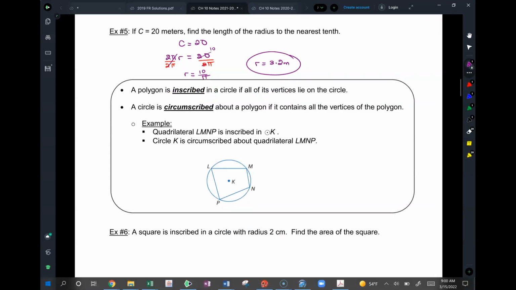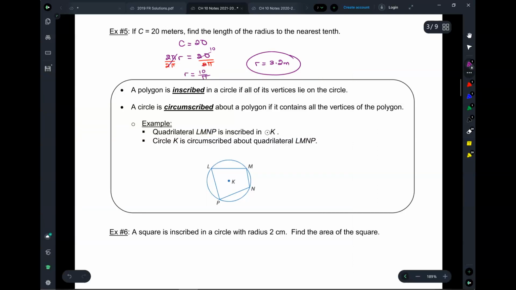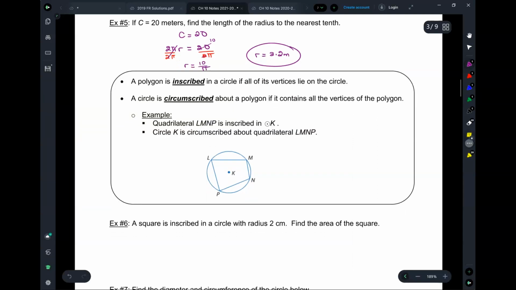All right, inscribed. Let's talk about what it means for something to be inscribed in a circle. If you have a polygon inscribed in a circle, it means all of the vertices of the polygon are on the circle. For example, look at this polygon, LMNP, it's inscribed in the circle because all the vertices are on the circle.